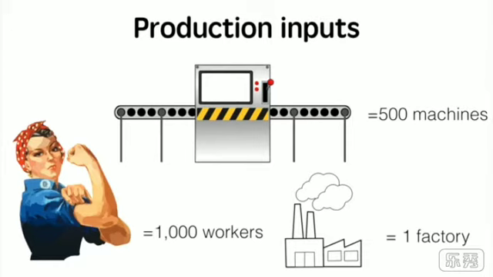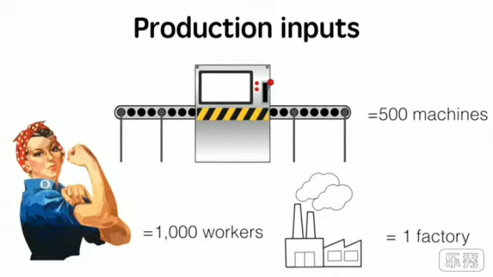Law of returns to scale. To start this discussion, we should first consider how we measure returns to scale. We need to consider the relationship between our production inputs and our production output. In this case, we are making cars. The production inputs include labor, some machinery, and a factory.